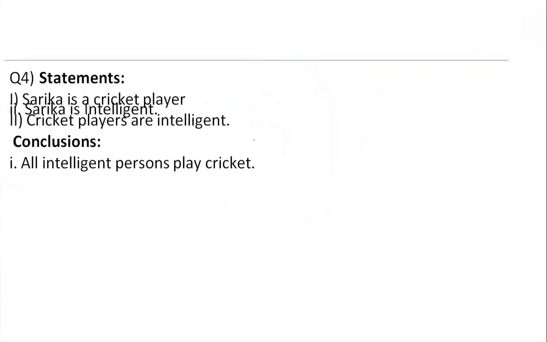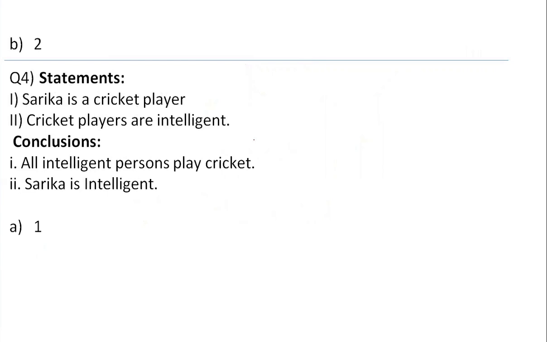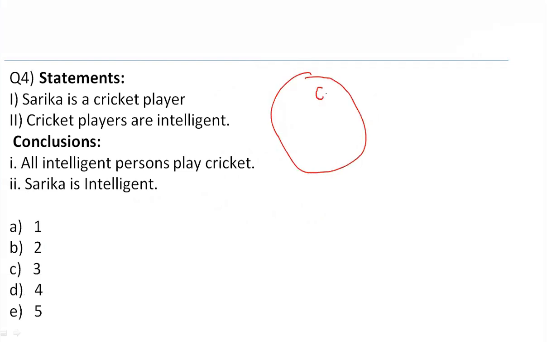Next one. I'll help you to draw the diagram. After the diagram has been drawn, you need to say which conclusion is true, which conclusion is false. Okay. So let's start now. Sarika is a cricket player. So this is a cricket player circle, guys. Sarika is a cricket player. So Sarika is inside the cricket player circle.